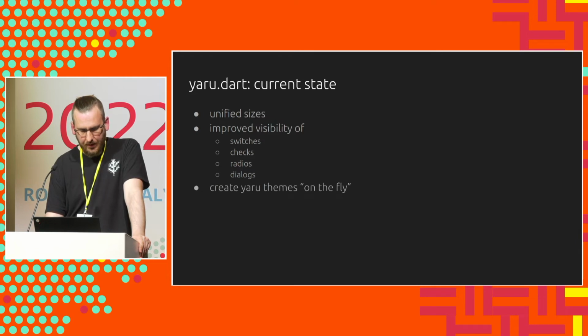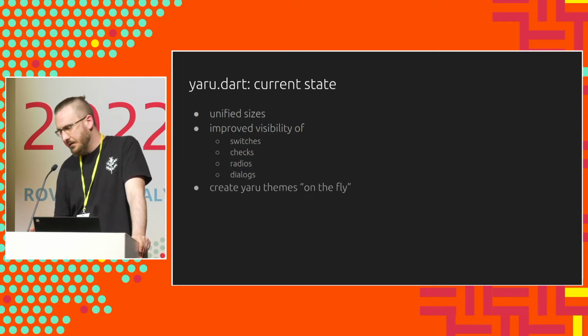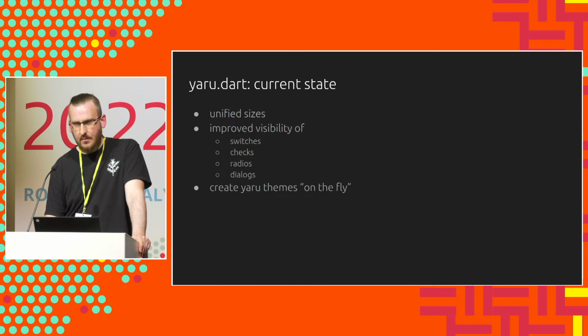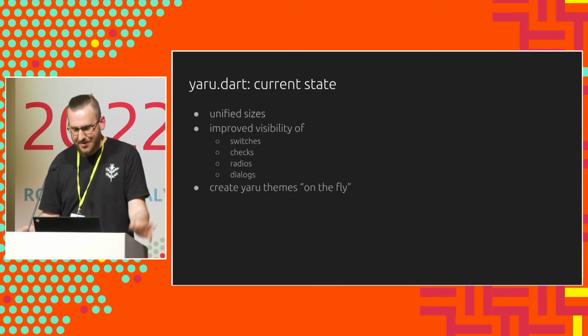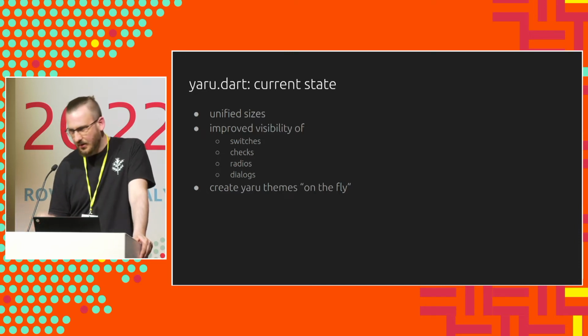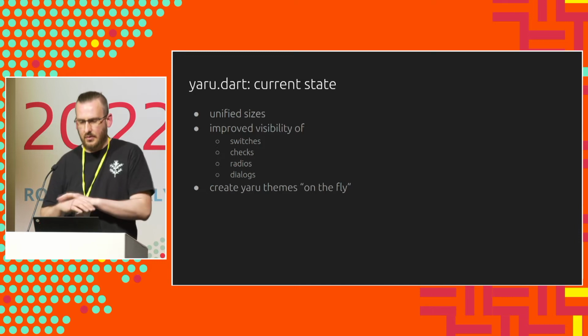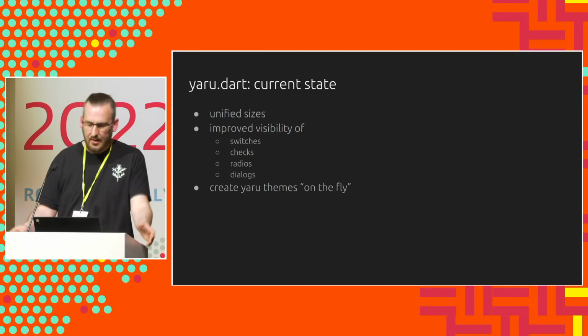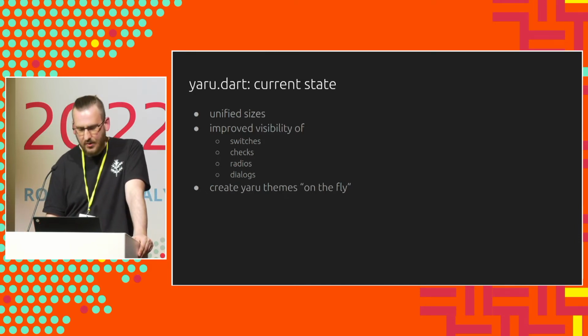And we also have the possibility, which is currently under development, to create a Yaru theme on the fly. So for those rare Windows users here, in Windows you can click the system dialog, select an accent color, and your whole system gets colored with whatever your favorite color is, which is kind of cool, I think.